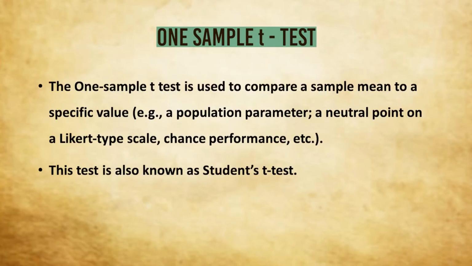The one-sample t-test is used to compare a sample mean to a specific value, that is a population parameter. It may be a neutral point on a Likert type scale, chance performance, and so on. So basically, the objectives of z-test and t-test are the same, but there is a difference in terms of population standard deviation. Here the population standard deviation is unknown. This test is also known as student's t-test.